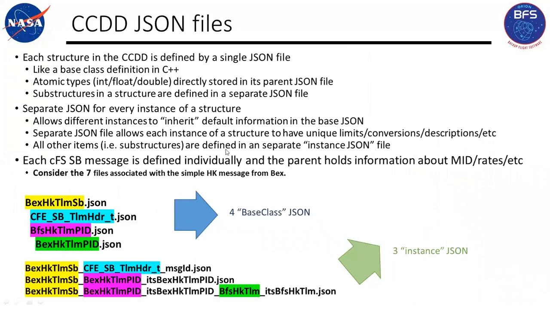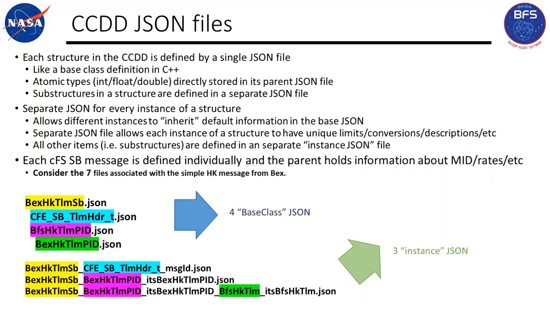So just to dive a little bit deeper into the JSON files, every structure that's stored in the CCDD in the Postgres database is defined by a single JSON file. So there's a different JSON file for each table. You can sort of think about these like a base class definition in C++. So if you define a structure or a class, you get one corresponding .h file that defines that. Atomic types, so things like integers, floats, doubles, those types are stored directly in that parent JSON file where that structure is stored.